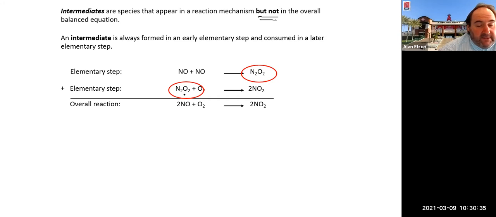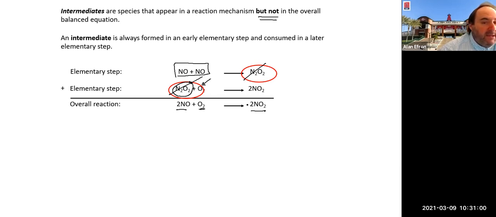In this case, the N2O2, it's actually just this guy. The N2O2 on both sides there will get canceled out because it is an intermediate. And what that leaves us is everything on the left-hand side of the arrow, we have two NOs. And again, that O2 shouldn't be circled. I've got the O2 and then our two NO2 on this side.